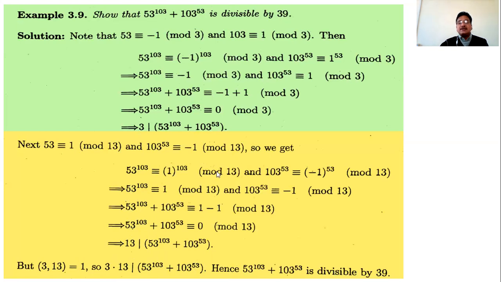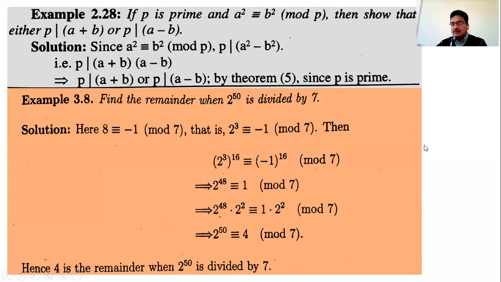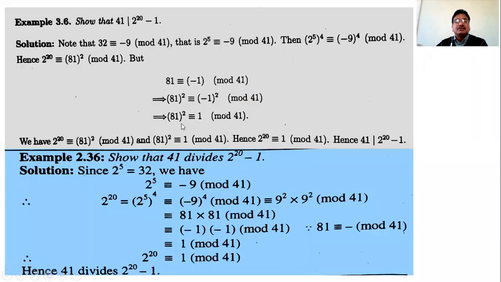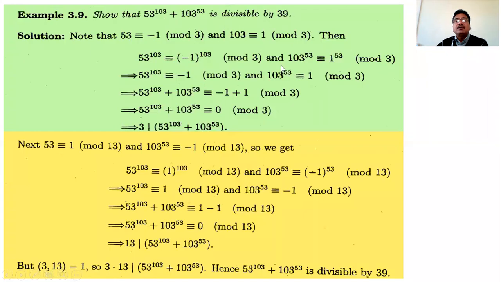So all these previous examples are the same type. We start with some equation. Divisible by 7 means take modulo 7. Here, divisible by 39: 39 is a very large number. That's why we take first 3 and then 13, since 3 times 13 is 39.